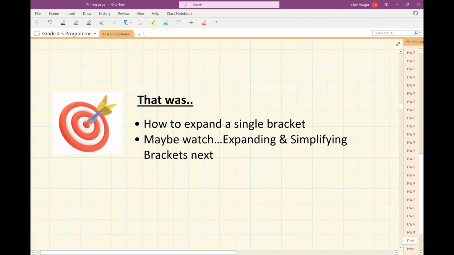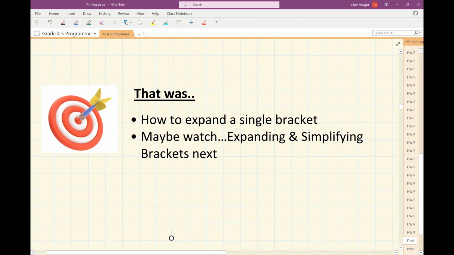Okay, so well done. That was how to expand a single bracket. Next up, why not watch Expanding and Simplifying Brackets?